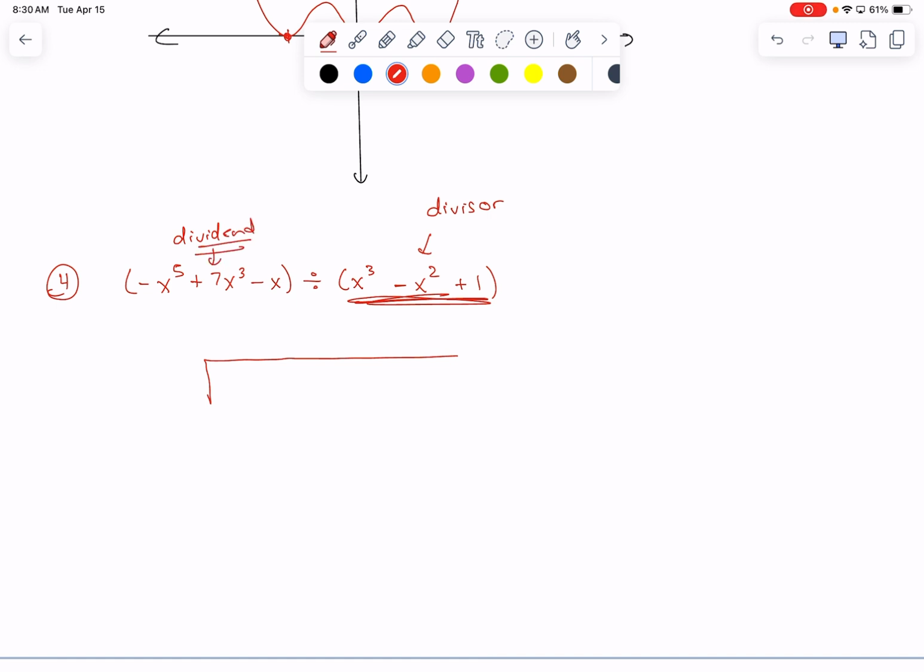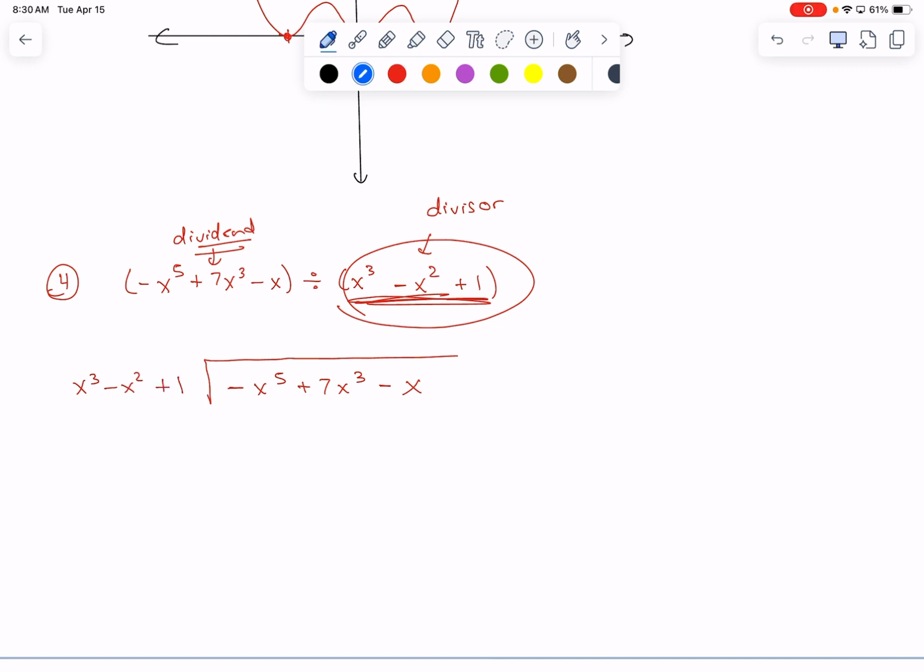Okay. And so I'm going to put negative x to the 5th plus 7x to the 3rd. I don't do missing terms when I do long division. You don't need to. You have to when you do synthetic. Could you even do synthetic division on this one? No. This is not even allowed to do synthetic division. Why? Because the divisor's not linear. You're required to do long division on this one. You have to have a linear term if you want to do synthetic division. Okay? So I'm going to have x to the 3rd minus x squared plus 1.